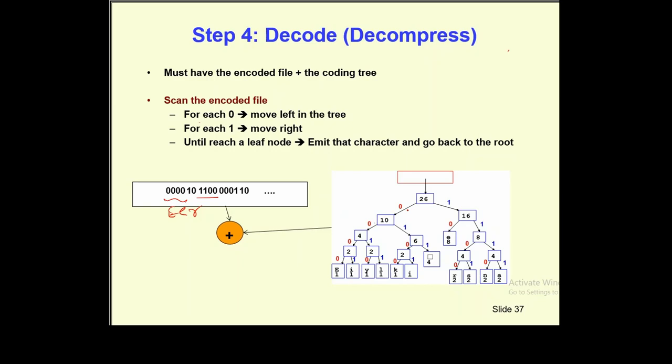0 0 1 means 0 0 0 and 1. It is I. Okay, and 1 0. It is again E. Like this, you can see here, we have generated the original file.